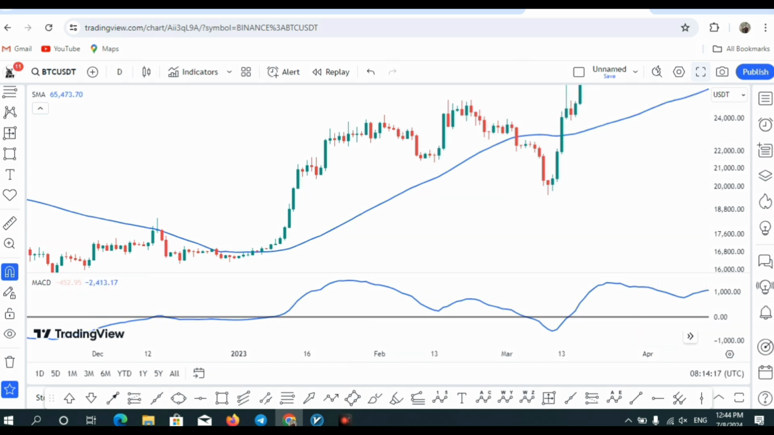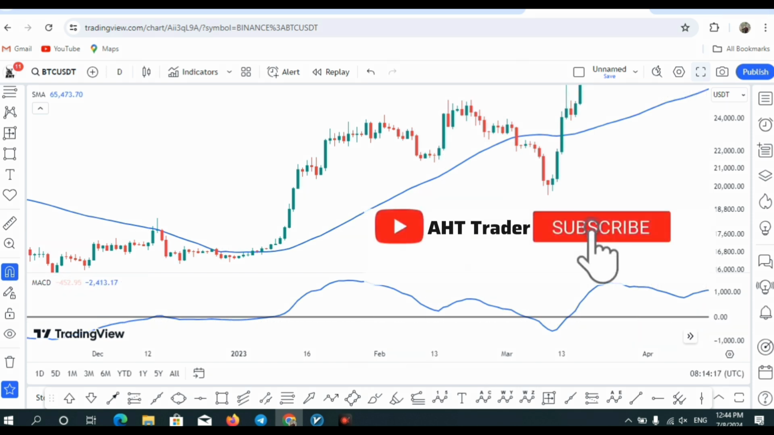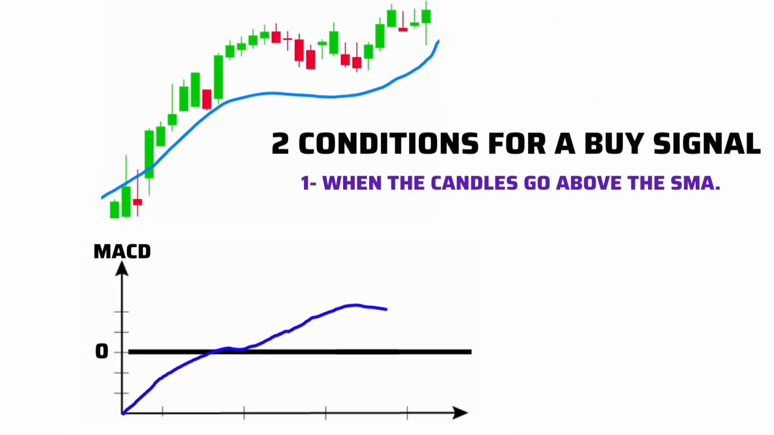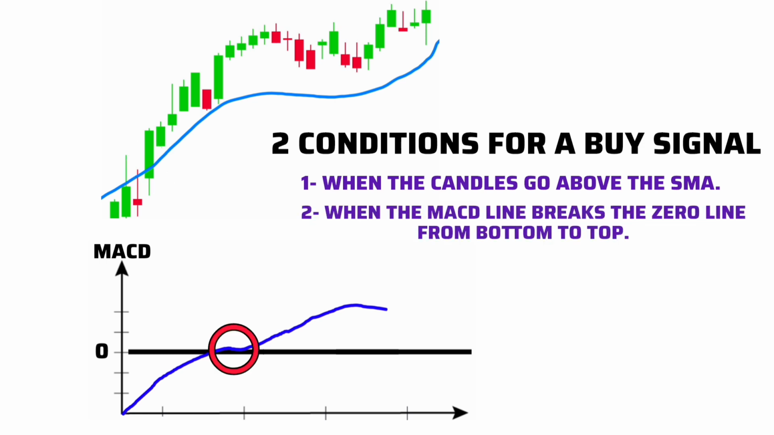Okay, now we go to the techniques of using this strategy. Stay with us. Two conditions for a buy signal. 1. When the candles go above the SMA. 2. When the MACD line breaks the zero line from bottom to top.